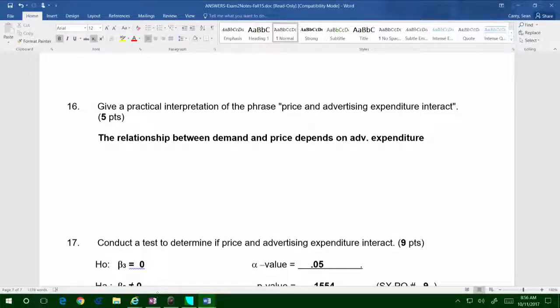And what that means is that the relationship between the y and one of those x's depends on the other x. Think of the picture that I drew you with the slopes being different. The slope of the relationship between y and one x is different depending on the other x. You could write it like that if you wanted. And so I've written out the relationship between demand, which is y, and price, which is x1, depends on advertising expenditure, which is x2. And you could reverse the roles of the two x's, that's fine.